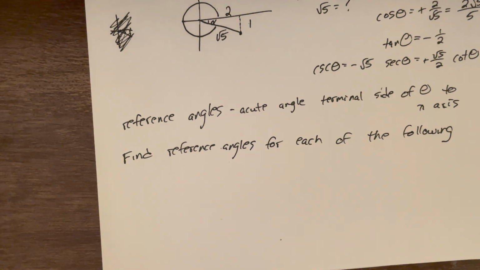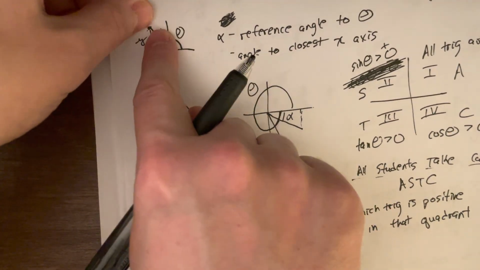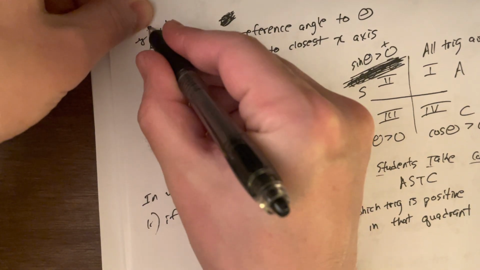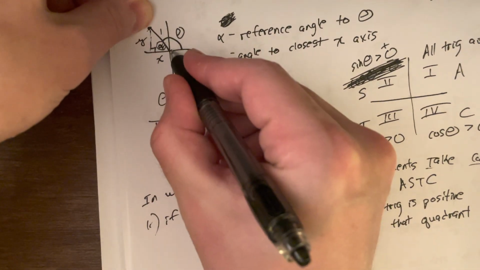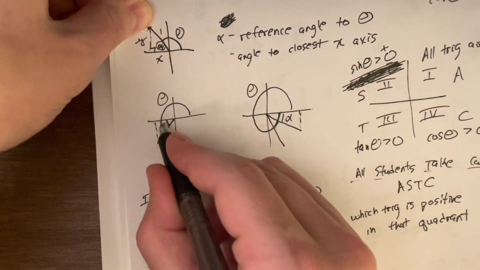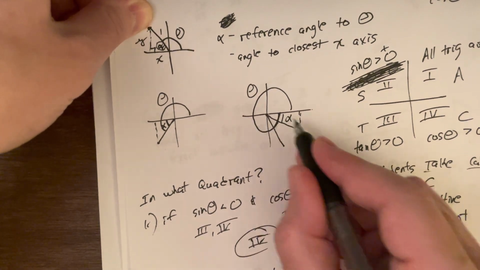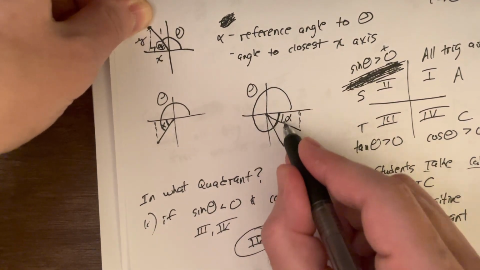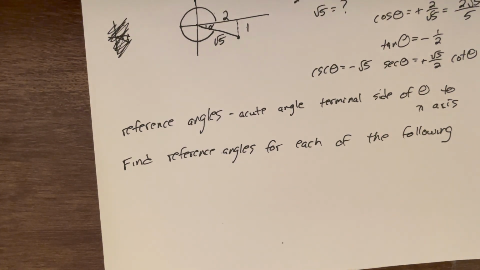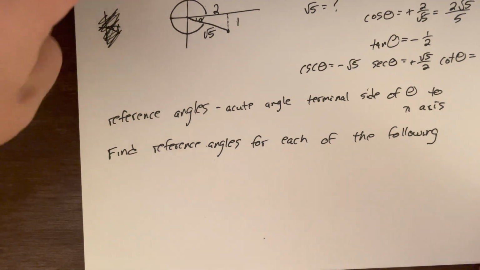Again, just a quick reminder, we already showed your reference angles. If your angle's in the second quadrant, there it is. Terminal side of theta to the x-axis. There's your terminal side of theta, there's the x-axis. This little one is the reference angle. So now let's actually look at some measurements and find the measure of those reference angles.